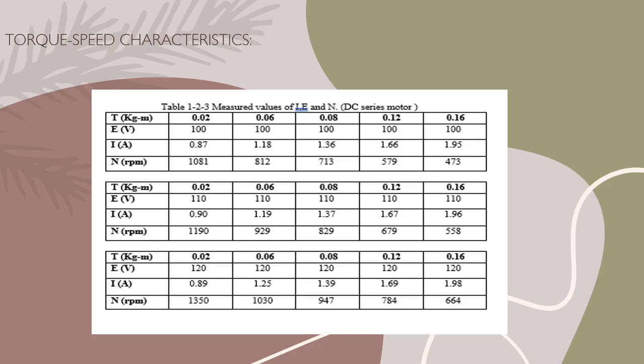For torque speed characteristic, my team fixed the motor voltage, which is 110 volts. We can see the motor current increases from 0.9 until 1.96, but for the motor speed the value is decreasing, from 1190 until 558.